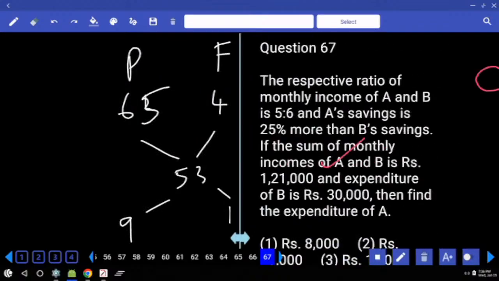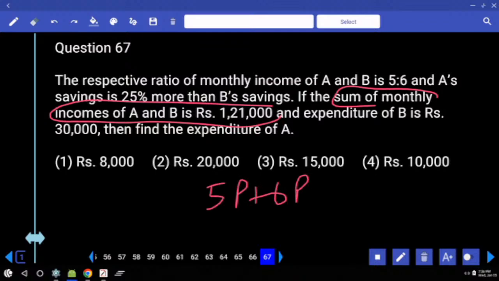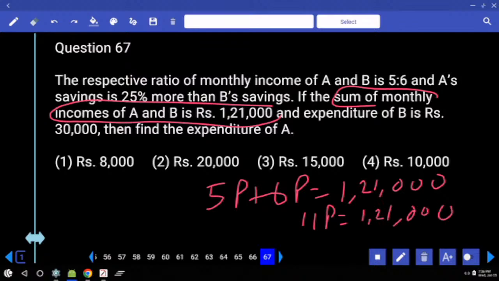Okay, next. Right, another simple question. The monthly incomes of A and B are in the ratio 5:6, and A's savings is 25% more than B's savings. If the sum of monthly incomes of A and B is rupees 1,21,000. He said the sum of monthly incomes, and the ratio given is 5:6. So 5 parts plus 6 parts equals 1,21,000. So 11 parts is 1,21,000, which comes to 11,000. Each part is 11,000.